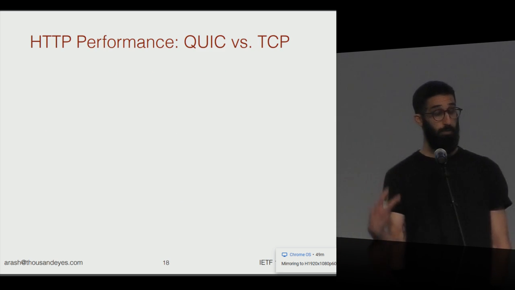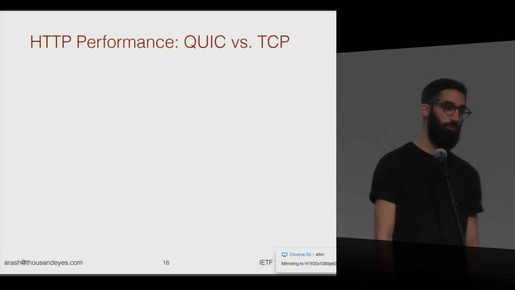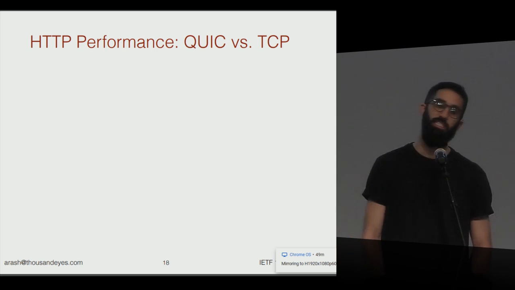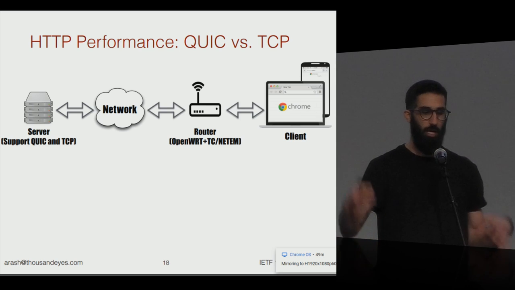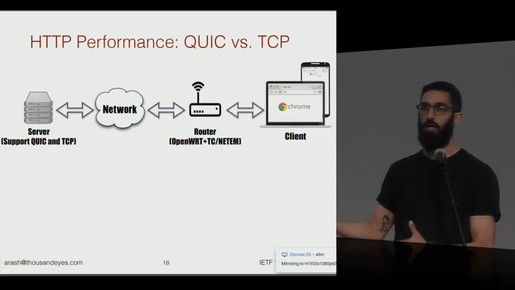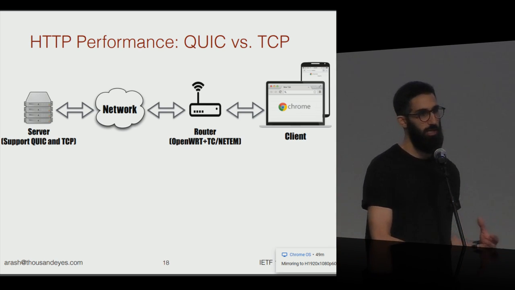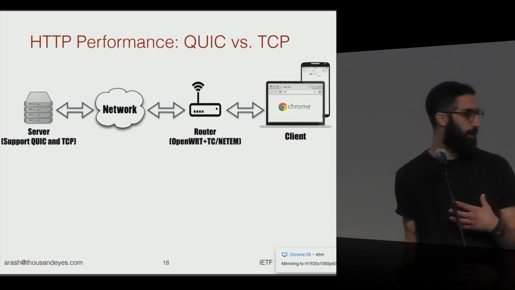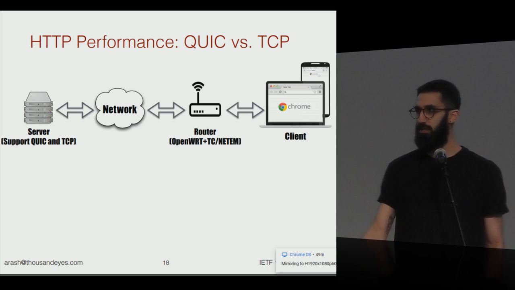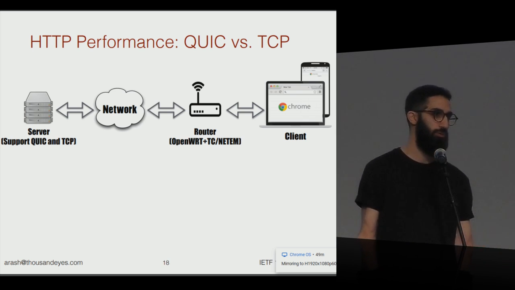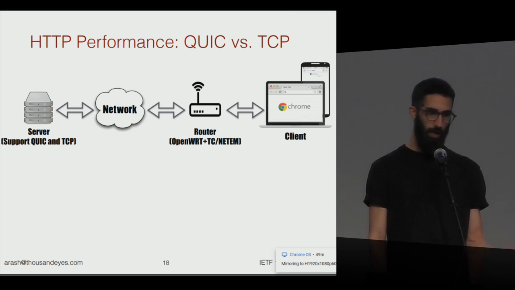So as I said, we're going to look at HTTP's performance and we're going to compare QUIC and TCP. We have a very simple setup. We have a client on one end, which could be a desktop client or a mobile client. We have a server on the other end, which supports both QUIC and TCP. And we have the network in between. We can emulate different conditions and see how the two compare to each other.